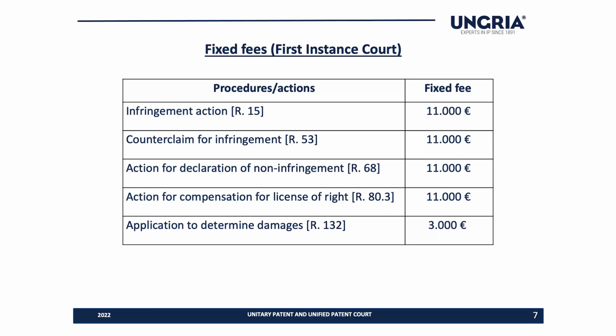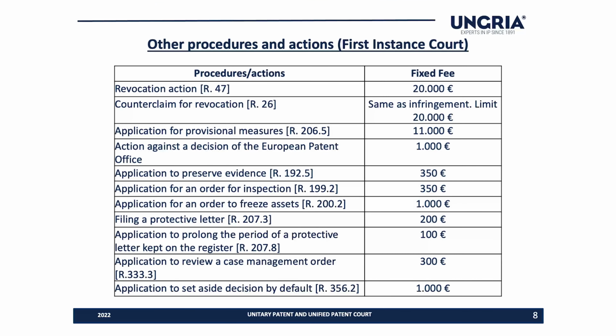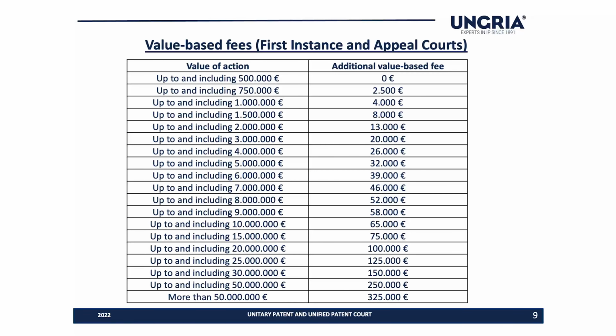This would be the fixed fees for the Court of First Instance. As we can see, for infringement actions, the fee would be 11,000 euros. For the revocation actions, the proposed fee is 20,000 euros. Fees based on the value of this specific action will be established by means of a sliding scale, whose current proposal we are seeing in this third slide. These fees will have to be paid again in the event of an appeal to the second instance.